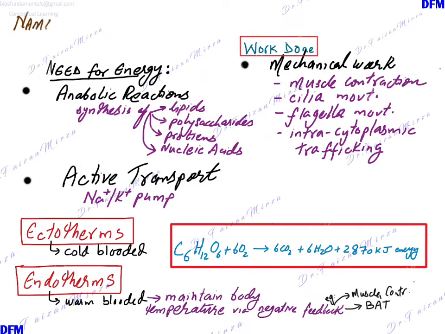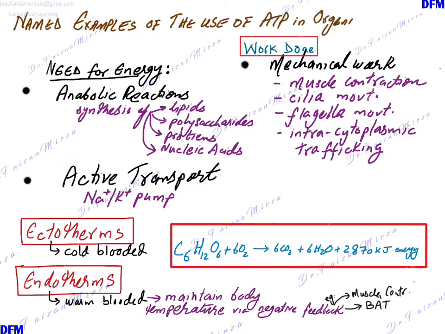So basically, we need energy for work done. And these are just some examples of why ATP is required and what the use of ATP is in a living organism. We can probably think of some more uses of ATP apart from these as well.